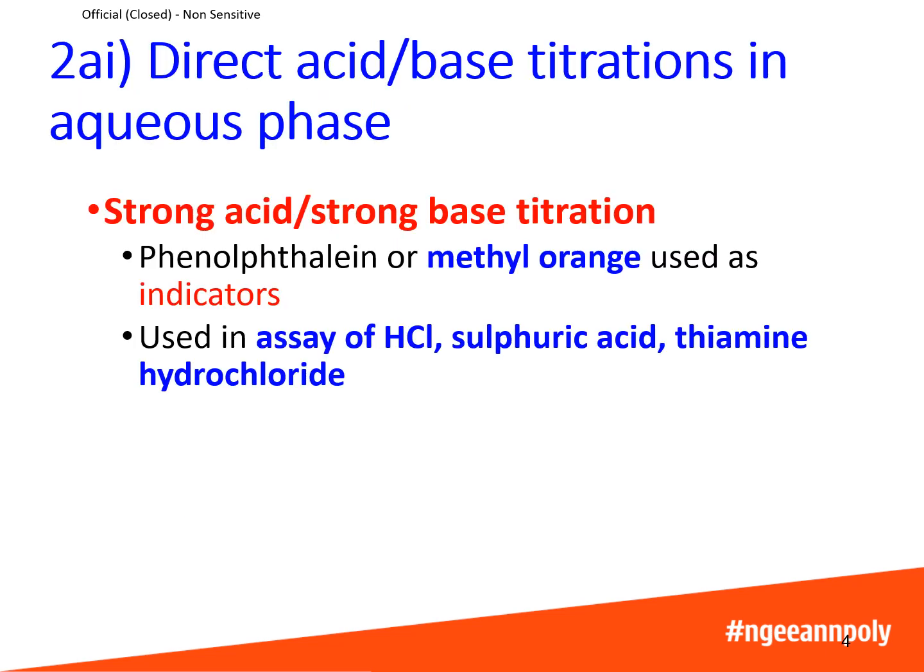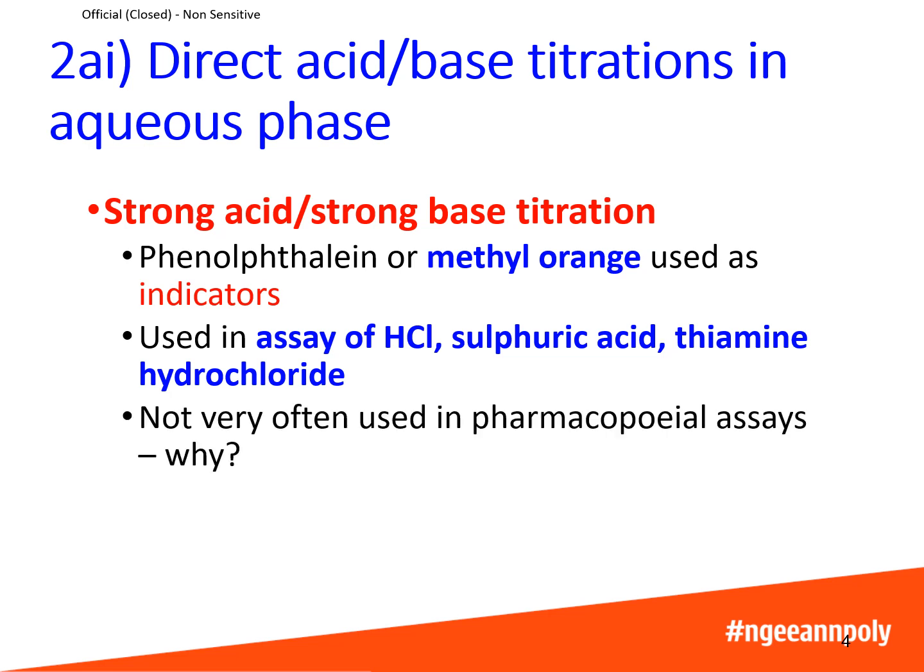First, let's look at direct acid-base titrations in aqueous phase. One example of such a titration is between a strong acid and a strong base. Many indicators can be used, including phenolphthalein or methyl orange. Some examples would be in the assay of HCl, sulfuric acid, or thiamine hydrochloride.